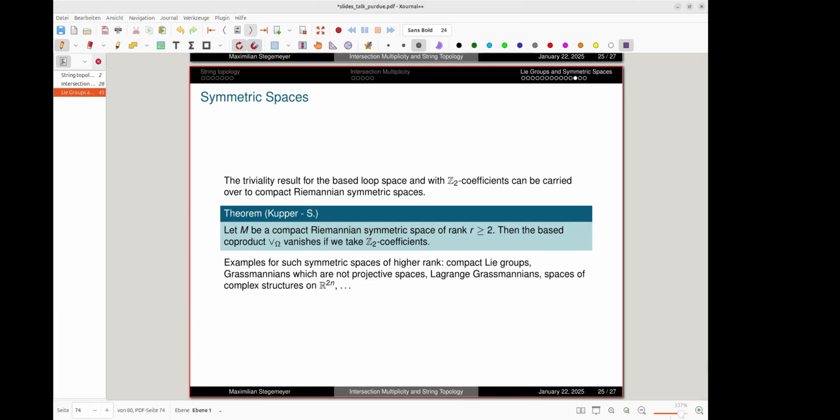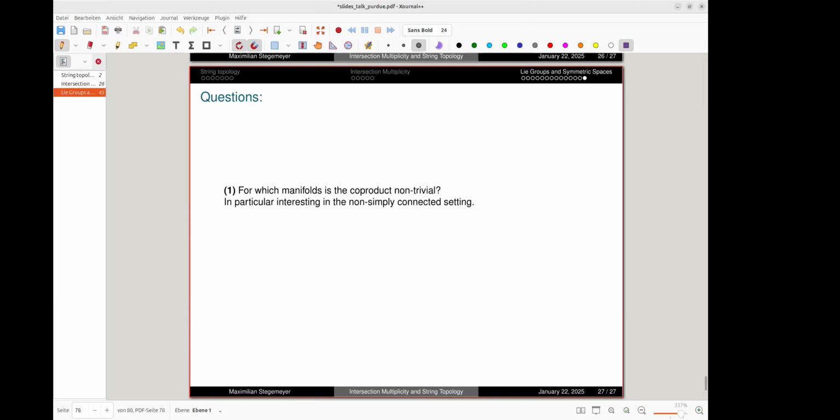I want to skip this slide, but what I want to mention briefly are a few questions. In general it is interesting to ask for which manifolds the coproduct is non-trivial. At least to me, it was a bit unsatisfying that for Lie groups the coproduct is trivial; it would be nice if it were non-trivial.